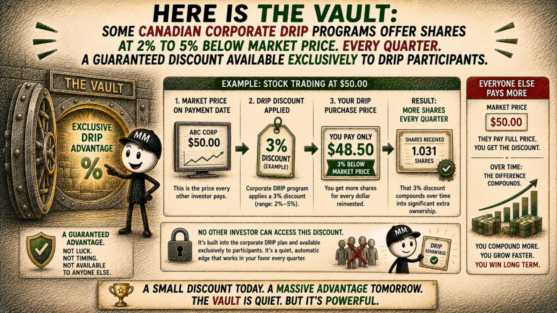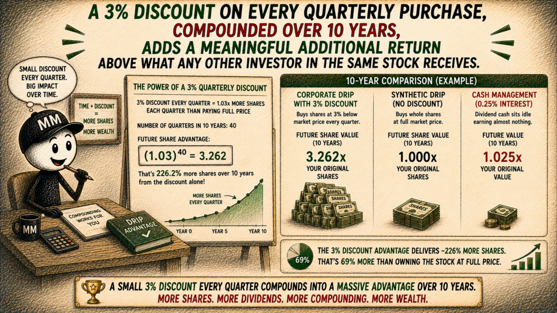This means that in addition to the compounding benefit, participants purchase shares at below the price any other investor can access on the same day. Over decades, buying at a 3% discount to market price every quarter compounds into a meaningful additional return above what synthetic DRIP or cash dividend management produces.